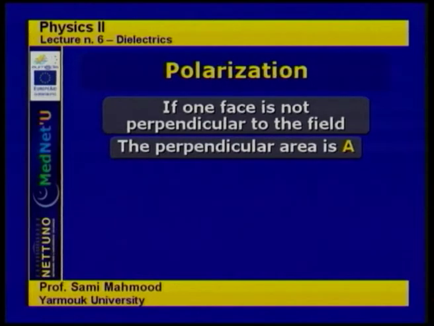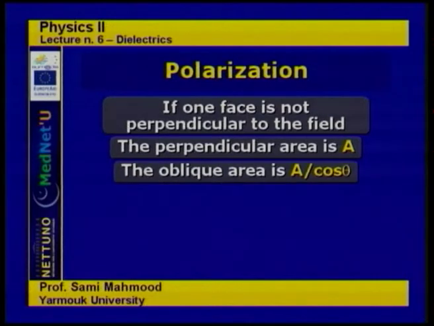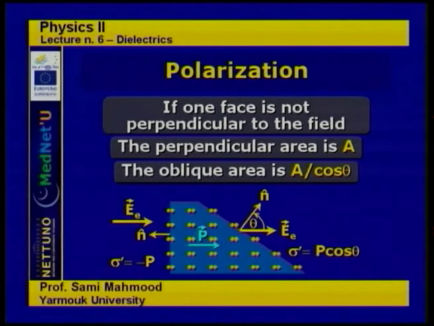We have a perpendicular face, which is of area A, and we have an oblique face. The area of the oblique face is A over cosine theta, where theta is the angle between the electric field and the normal to the oblique face. Thus, the area of the oblique face is bigger than the perpendicular area. And the perpendicular area A is the projection of the oblique face in a direction perpendicular to the electric field.